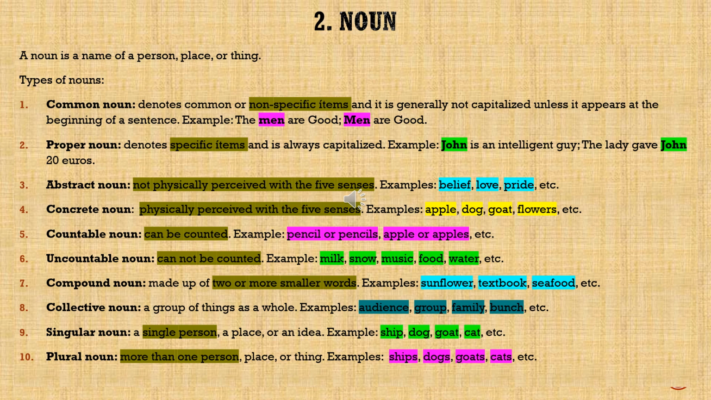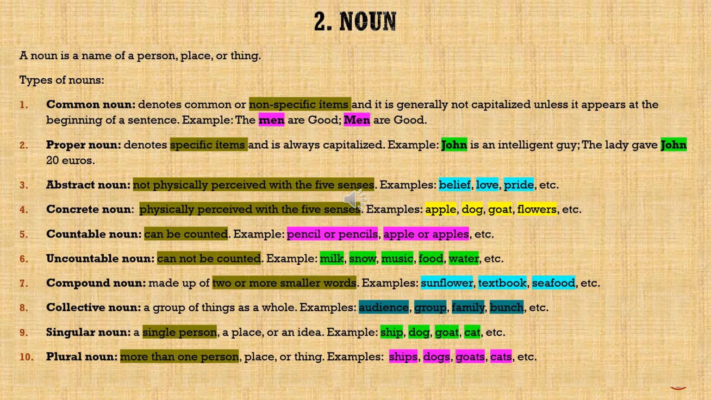7. Compound noun. A compound noun is a noun that is made up of two or more smaller words. For example, sunflower, textbook, seafood, etc. 8. Collective noun. A collective noun is a group of things as one whole. For example, audience, group, family, bunch, etc.